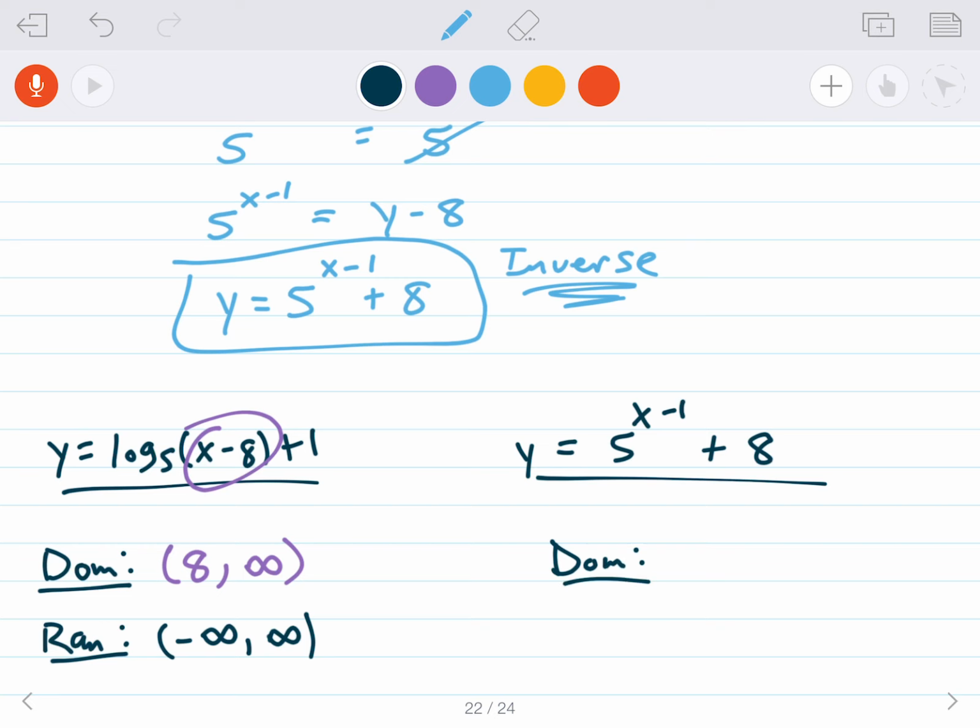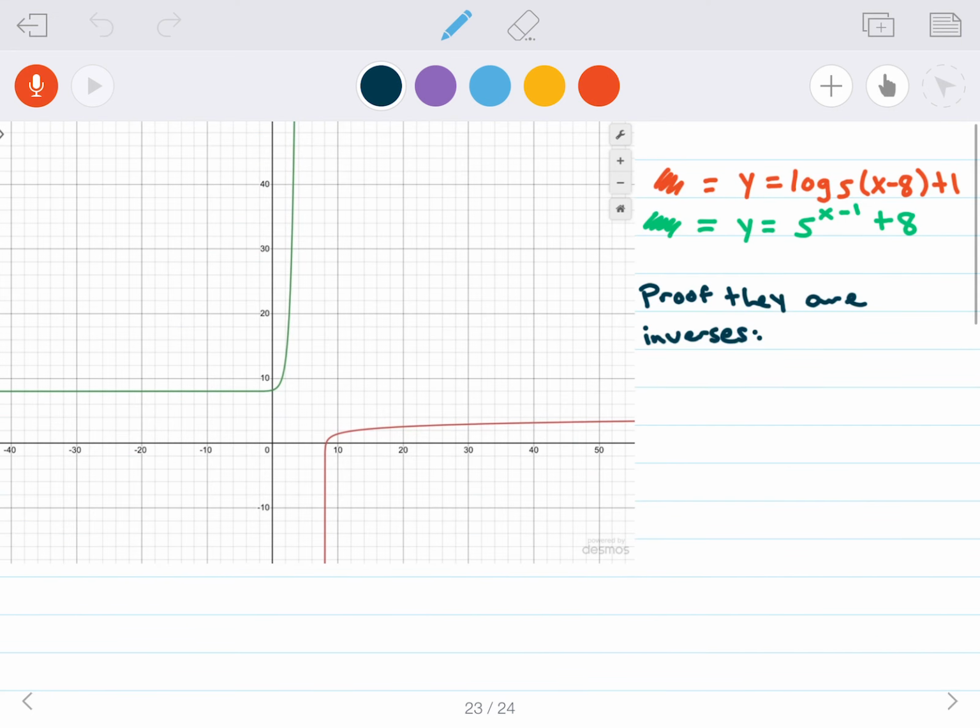Switching the domain and the range for the exponential. This time the domain is the range of the log. The domain of the exponential is the range of the log, so it's going to be negative infinity to infinity. And the range is going to be 8 to infinity. We're just switching out the domains and the ranges here. All right. Proof that they are inverses. Let's try this out. So here's our graphs as seen here. Going through the line y equals x. We have these mirror images of each other.